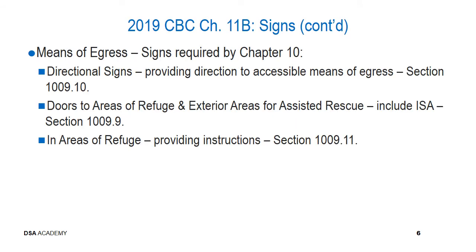The requirements for means of egress signs required by Chapter 10 are as follows. For directional signs, they must provide direction to accessible means of egress, and those provisions can be found in Section 1009.10. Doors to areas of refuge and exterior areas for assisted rescue include the ISA, and those provisions can be found in Section 1009.9.